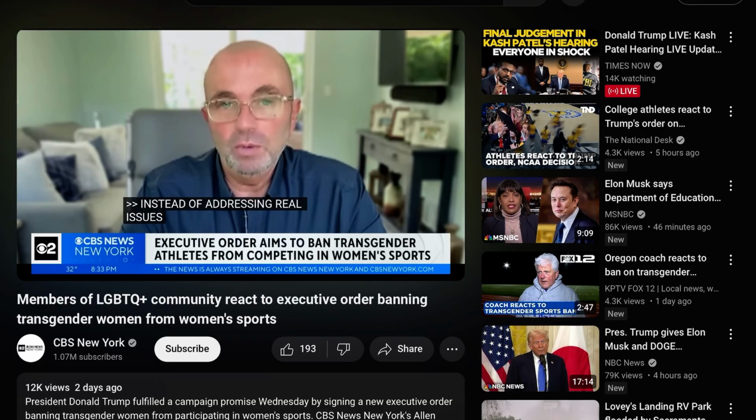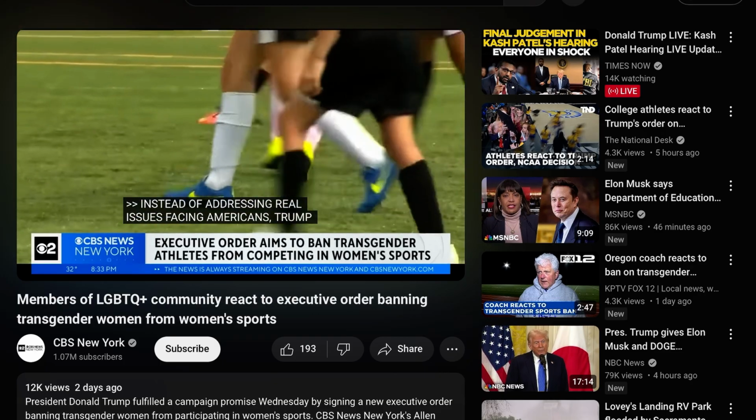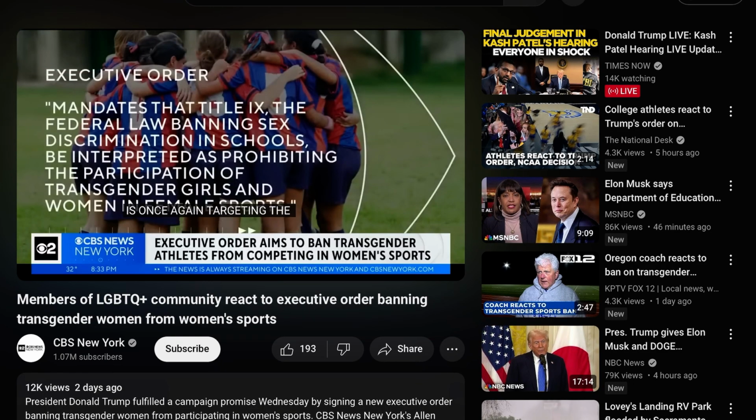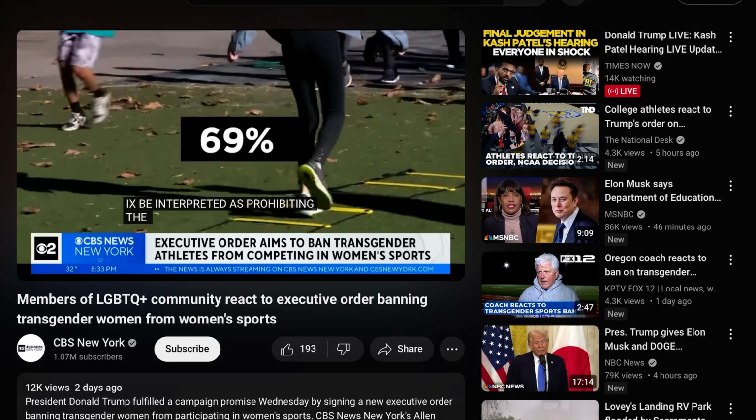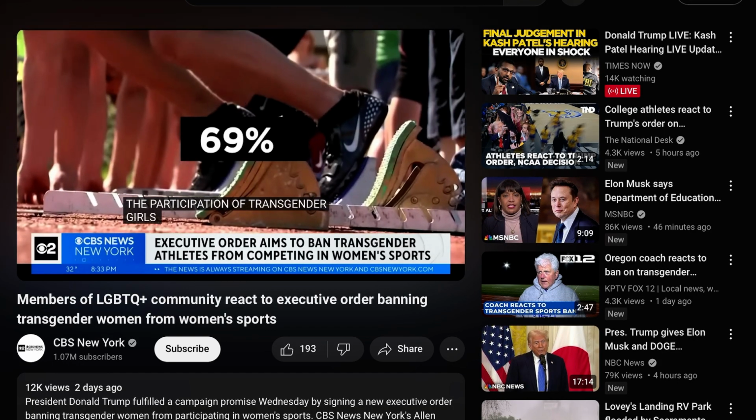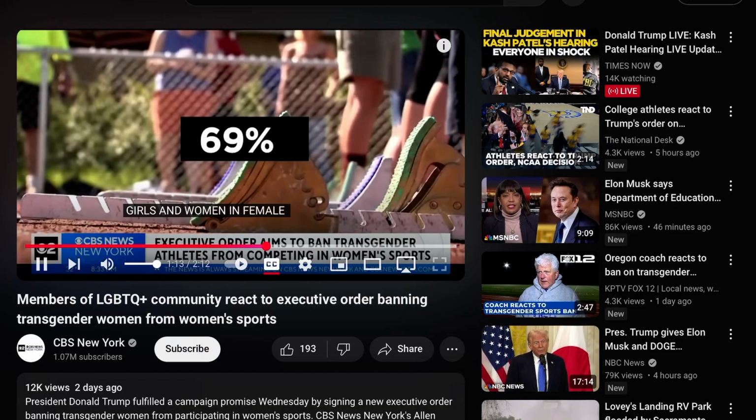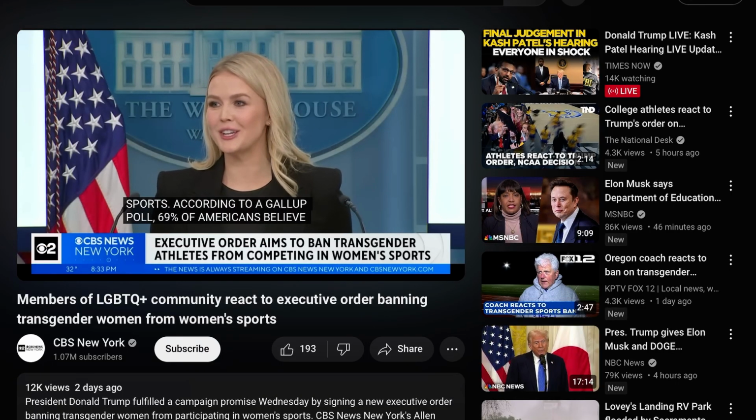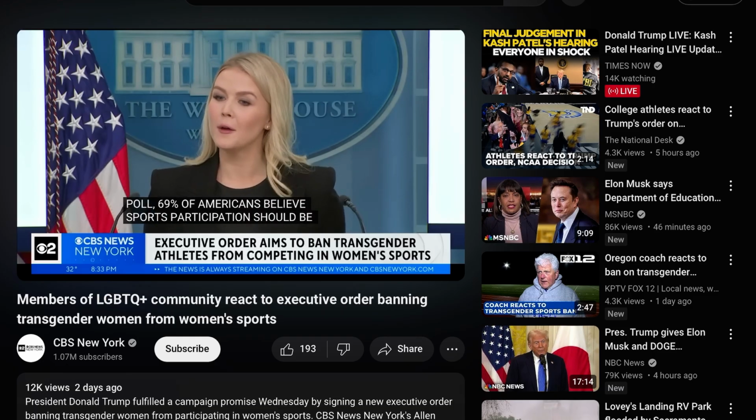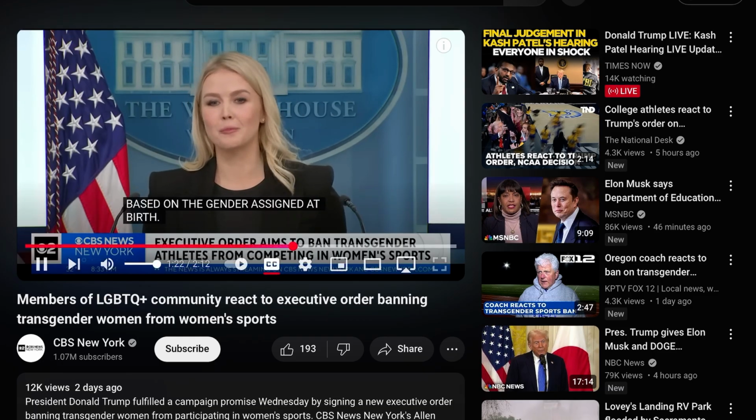The executive order, titled Keeping Men Out of Women's Sports, mandates that Title IX, the federal law banning sex discrimination in schools, be interpreted as prohibiting the participation of transgender girls and women in female sports. And according to a 2023 Gallup poll, 69% of Americans believe sports participation should be based on the gender assigned at birth. Well, it's been very clear. The policy of this administration is that there are only two sexes, male and female. Pretty simple.